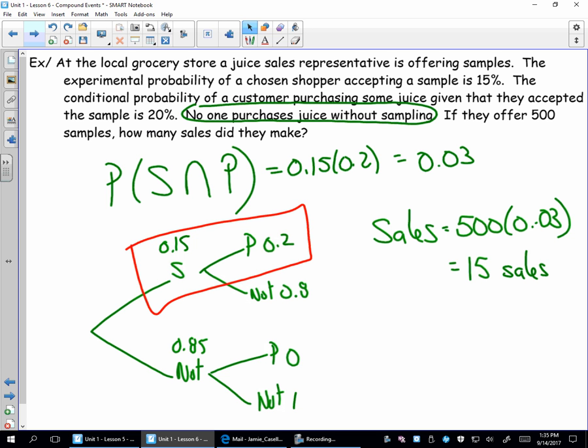And that's our big idea for today. So compound events. I think tree diagrams are really handy. Put the right numbers in the right spots and just follow through. Be careful sometimes if you have cases to look at. You may have to add up different things like we did in the previous example.